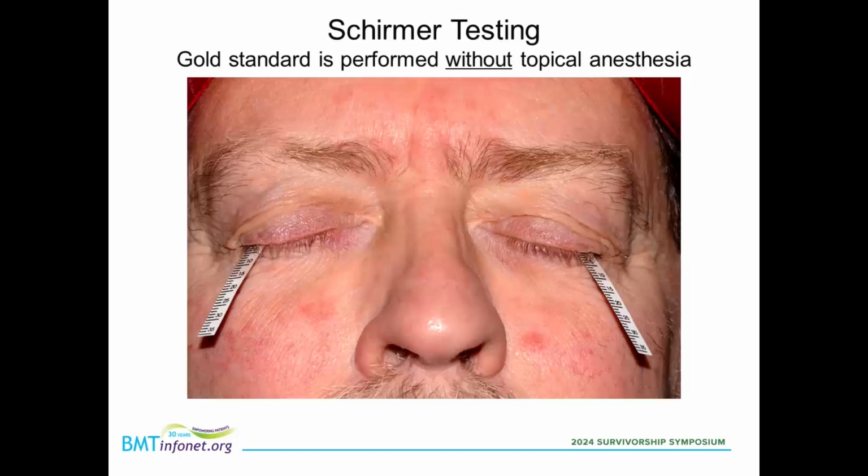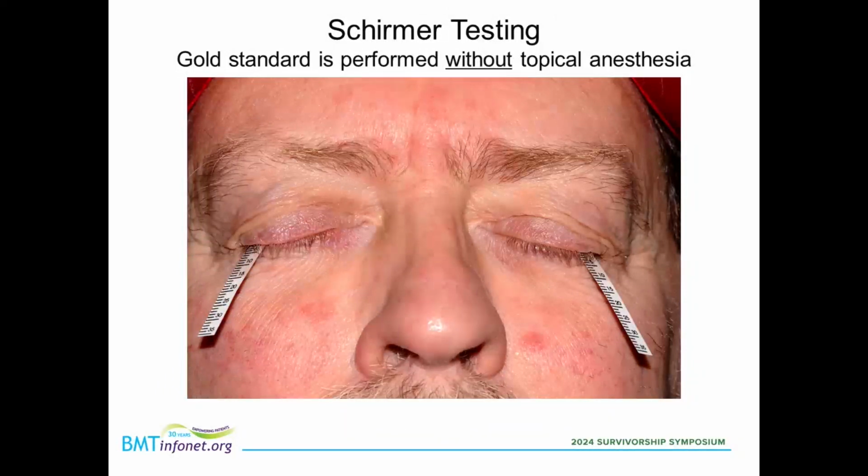Little pieces of paper with markings on them are placed in the outer portion of the eye. The patient can keep their eyes closed, and we measure the production of tears and how many millimeters of wetting that we see on the Schirmer strips over time. This is done without topical anesthesia, if you're doing it according to the gold standard and the methods that are used in studies of dry eye disease, where you want accurate measurements.